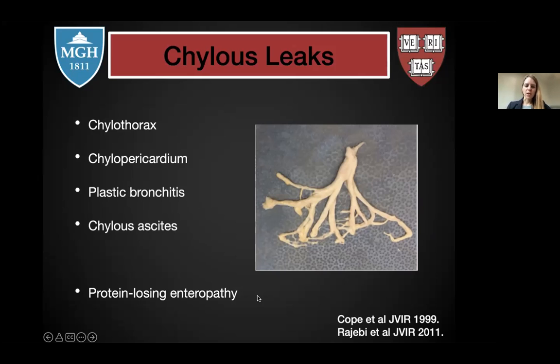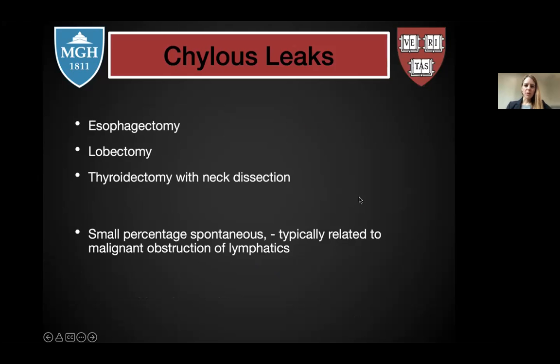Lymphangiography is also performed in some patients in some centers for protein-losing enteropathies, where leaks into the intestines create malnutrition for patients. Most commonly for chylothorax, the cause was a recent surgical intervention: esophagectomy, lobectomy, or thyroidectomy with neck dissection. A small percentage of chylothorax cases are spontaneous, and in these situations, typically related to malignant obstruction of lymphatics.